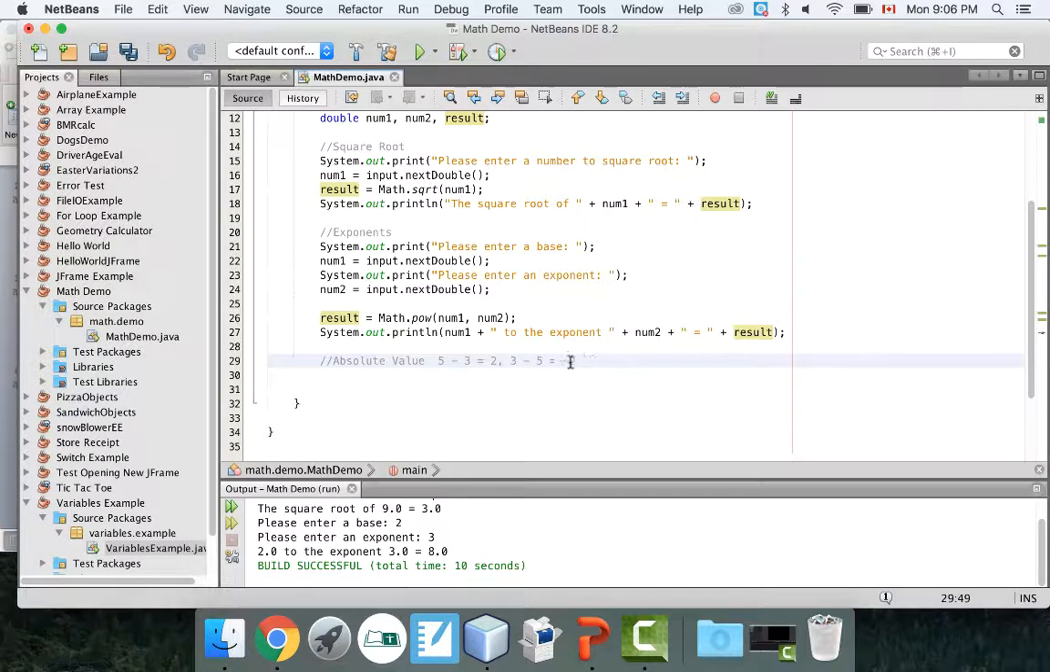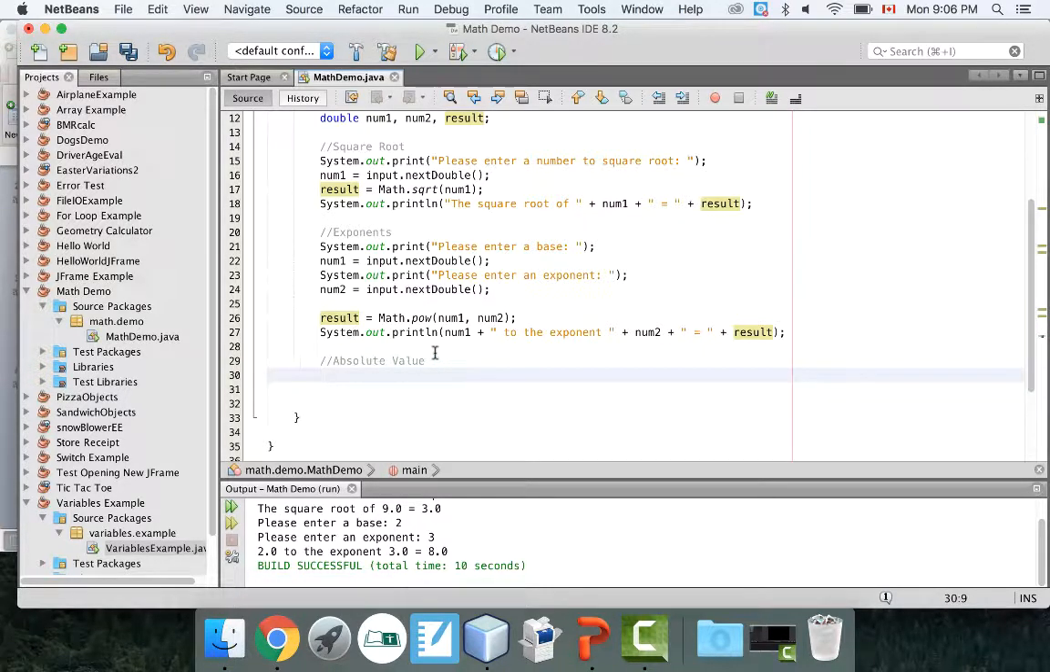But maybe what I really want is to know how far apart the numbers are. So what I want is the distance between these two numbers, right? I get two different answers depending what order I put them in. But if I use the absolute value of this, then they're both going to say 2. So that's the whole purpose of this function.